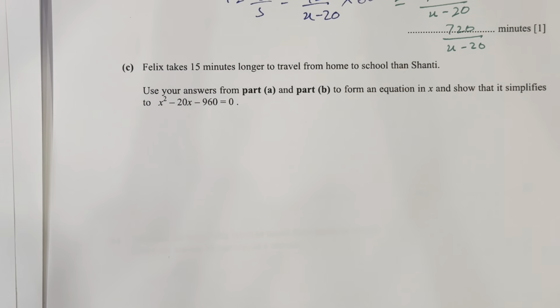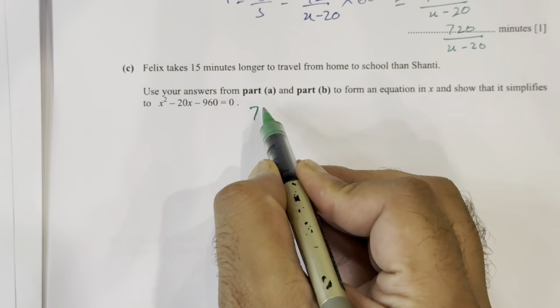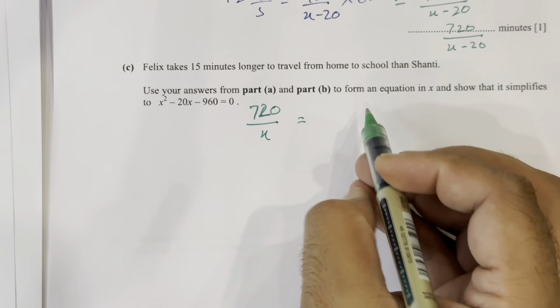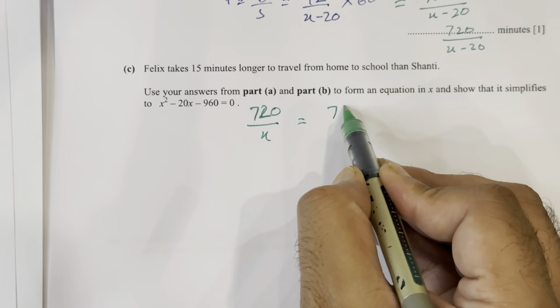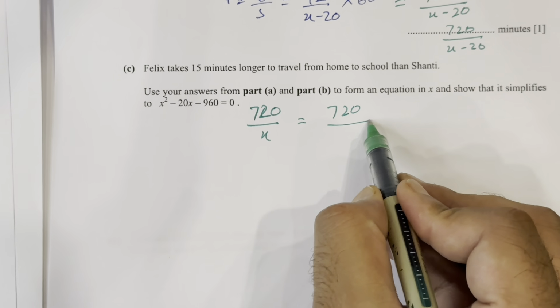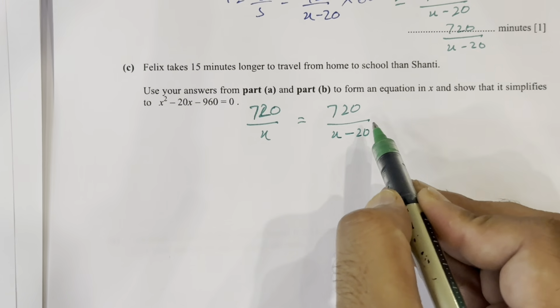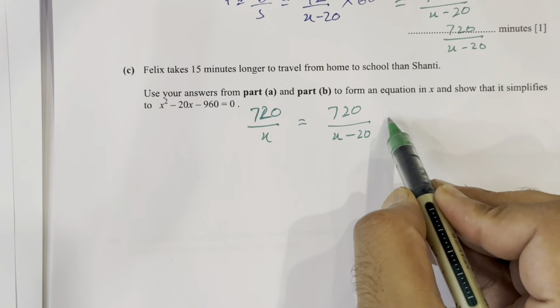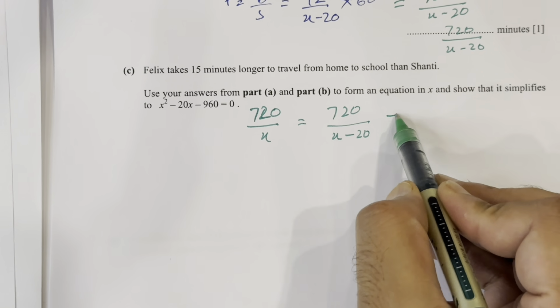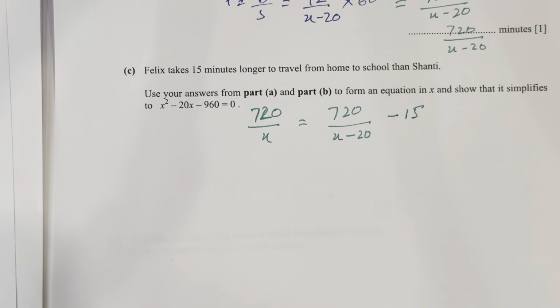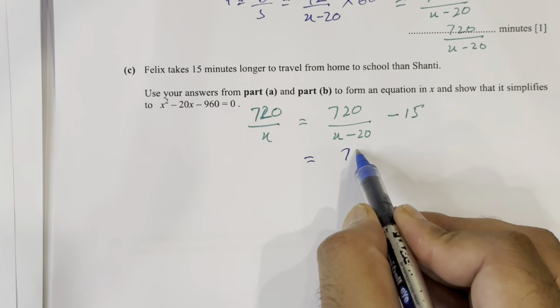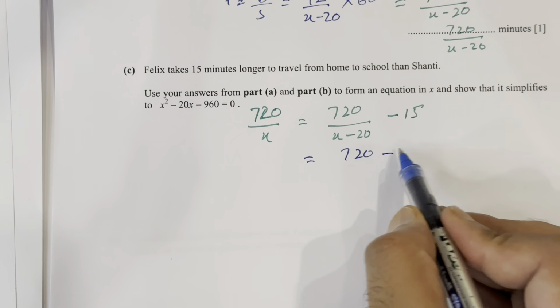So we're going to make this equation like that: 720 over x, that is Shanti's time, and Felix's time is 720 over x minus 20, and we are going to equate them, with Felix taking 15 minutes longer. So equating, we're going to subtract 15 over here. Now we need to take the LCM of the right hand side.